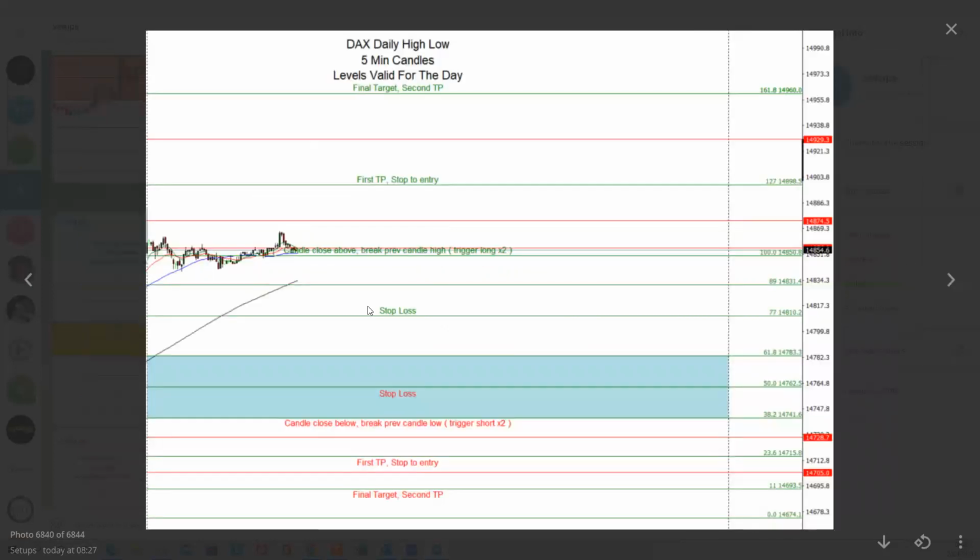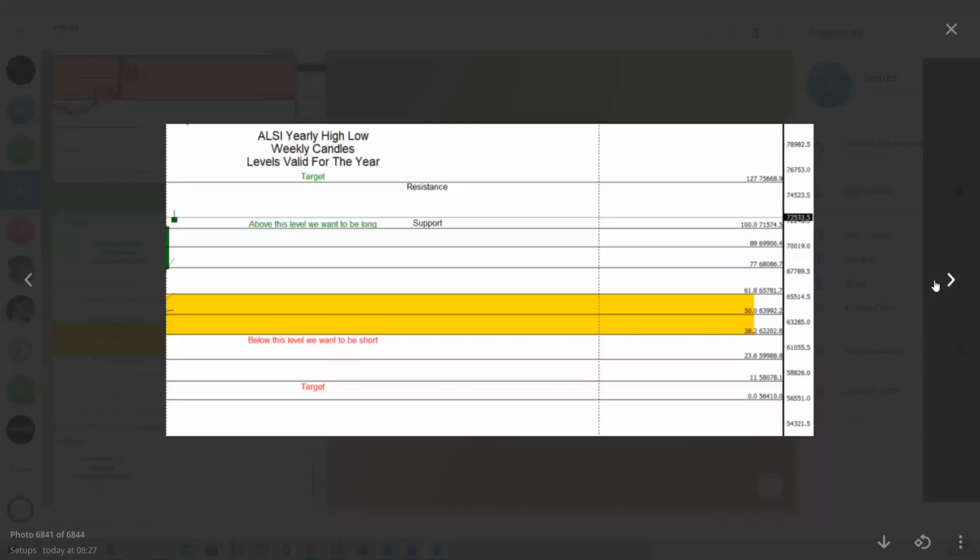On the DAX daily high low, currently between the levels of 100 and 127. Looks to be trend is slightly up, 8 is above 21, above 50. So with that, there's no more triggers to the upside. We can only look for moving average crossover, so 8 cross 21 to the downside. And with that, a candle close below 38.2, break previous candle low to aim for the 23.6 first TP, 11 second TP, and stop loss being at the 50. Remember, guys, same rules apply with the red lines.